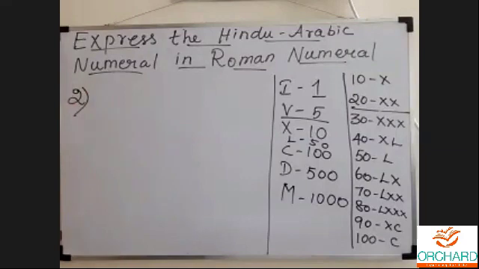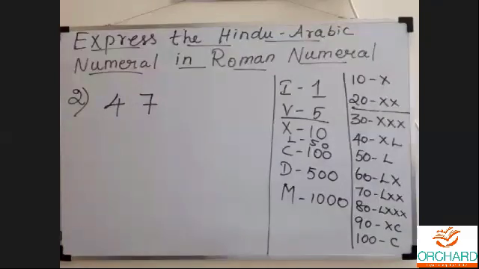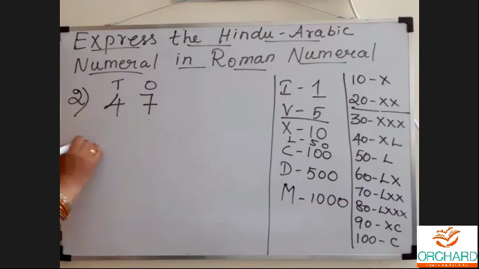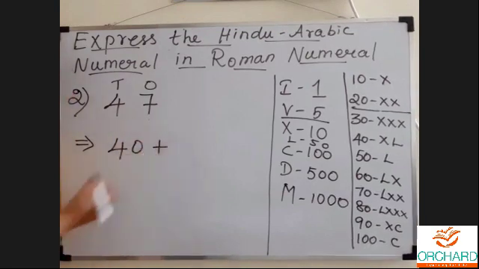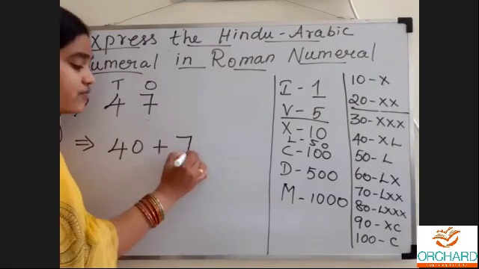So here the second problem is 47. How can we express this in Roman numeral? It is given in the form of a Hindu-Arabic numeral. We are going to express this in Roman numeral. So write the place value for the given number. 7 in the place of 1, 4 in the place of tens. Now write the expanded form for this one. 4, which stands in the place of tens, so 4 tens are 40, plus 7, which stands in the place of 1. So 7 ones are 7.